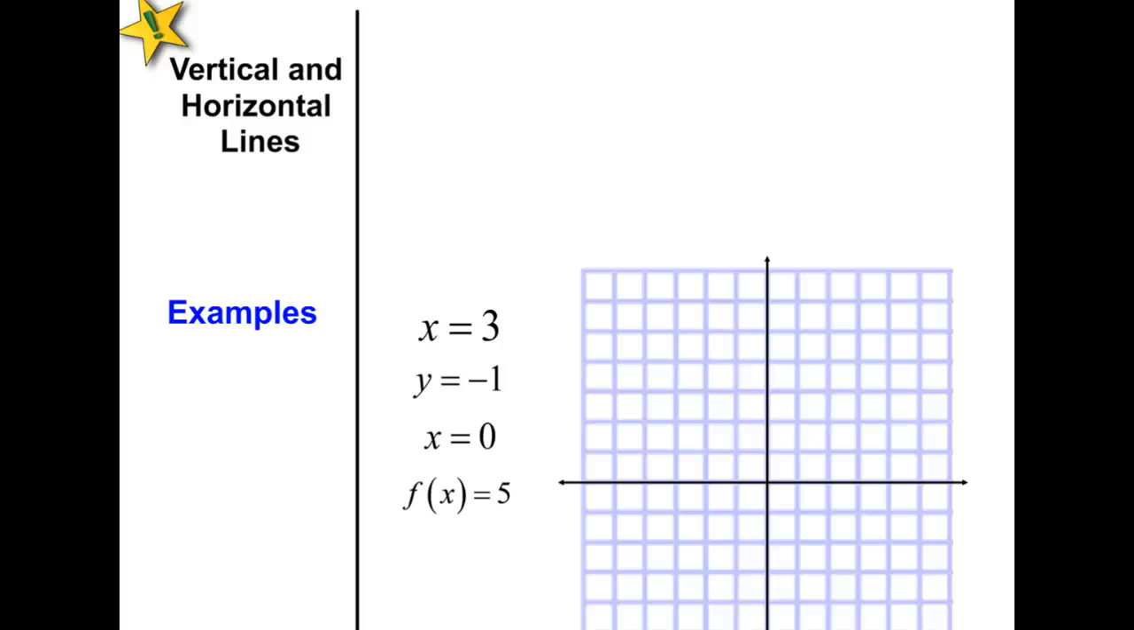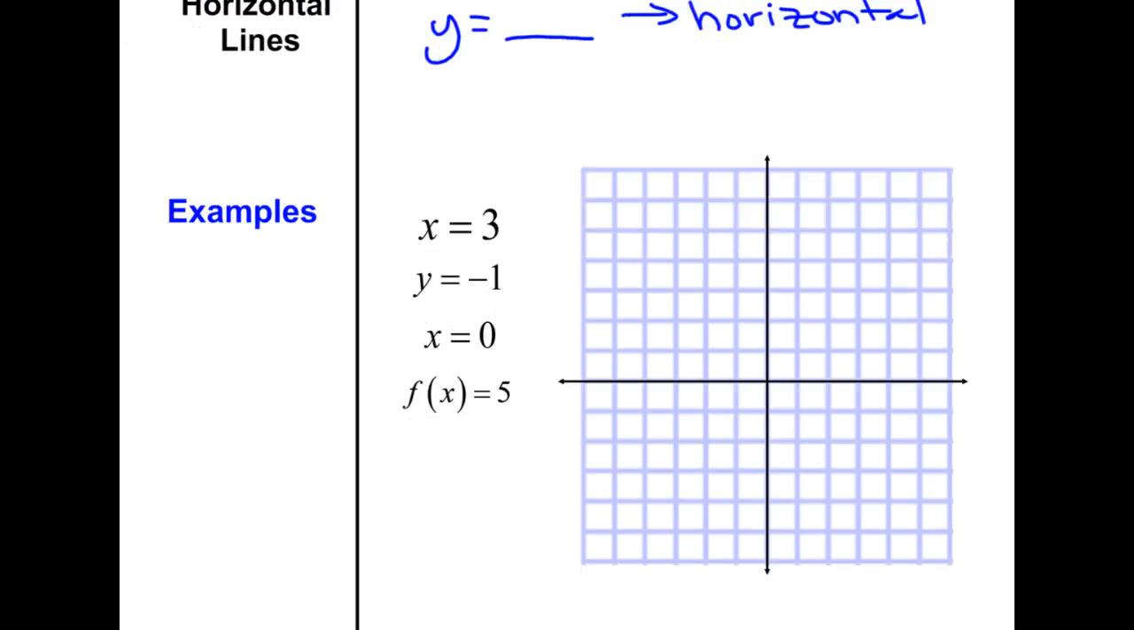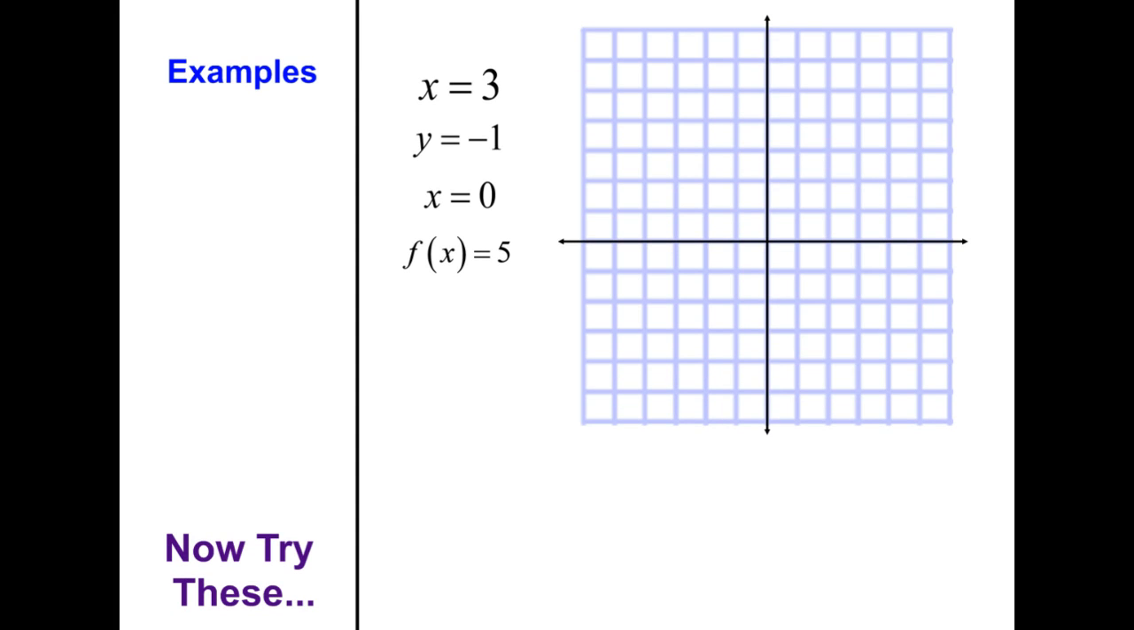All right. The second to last thing we're going to talk about is vertical and horizontal lines. What you need to know is that when I have x equals something, any number, that is going to be a vertical line going up and down. When I have y equals something, just a constant, we're going to have a horizontal line. I'm going to show you a couple of examples, and I'm going to have you check the other ones on your own if you'd like to.